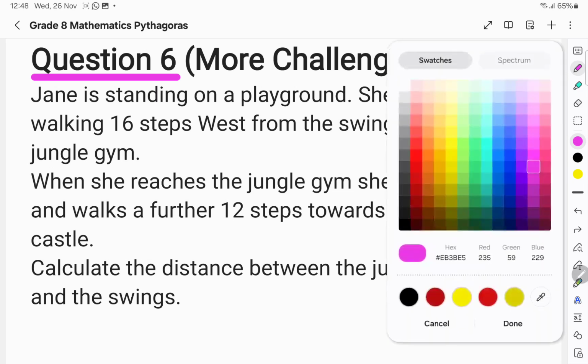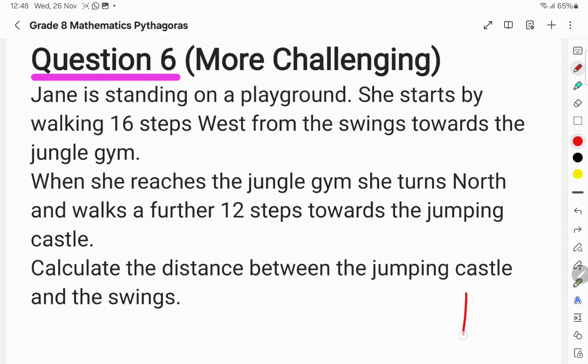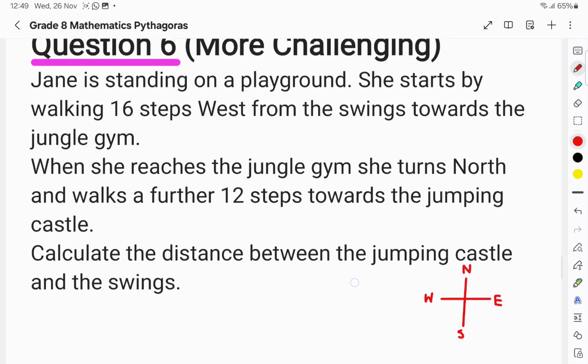So when you read this, there's two things that I notice I need to do. I need to make sure that I remember where north, south, east, west are. North, south, east, west. My mommy knows best. And I don't know the other ways of remembering that. And then we need to start drawing what this Jane is doing.